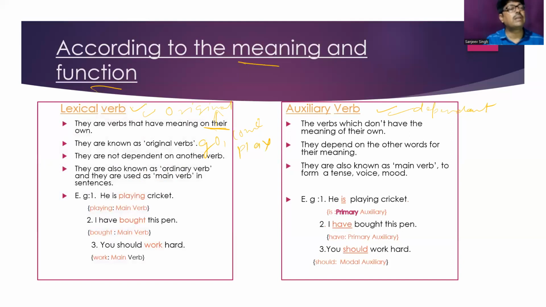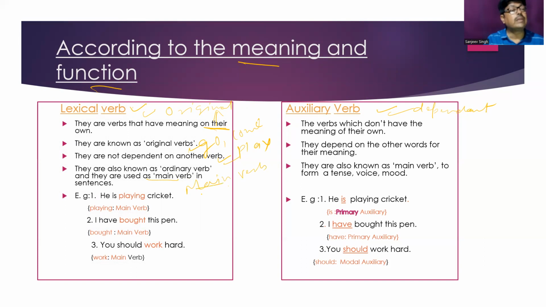Go मतलब जाना, come मतलब आना, play मतलब खेलना. इसका कुछ और meaning नहीं हो सकता. Right? So they don't need any other word for their meaning. So they are known as original. That's why they are also known as original verbs, and they are not dependent on other words. In other words, इसको हम कह सकते हैं कि ये दूसरे verb पर डिपेंड नहीं करते. ठीक है. And also known as ordinary verb, और इसे हम लोग ऑर्डिनरी वर्ब के नाम से भी जानते हैं. And most of the time we know it as main verb.